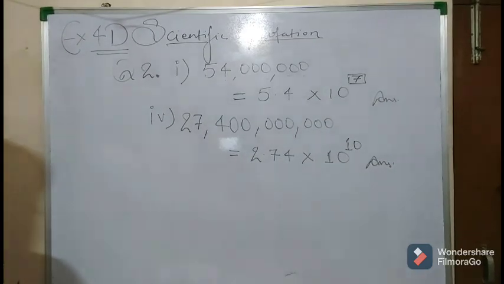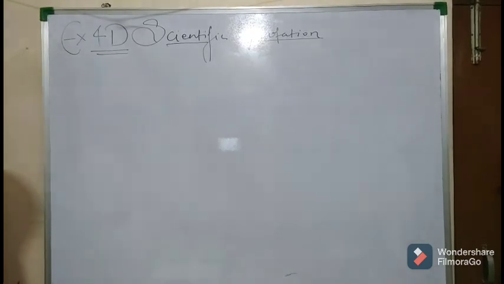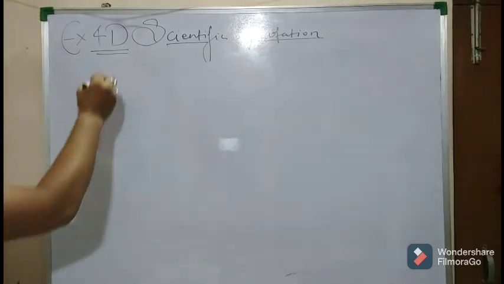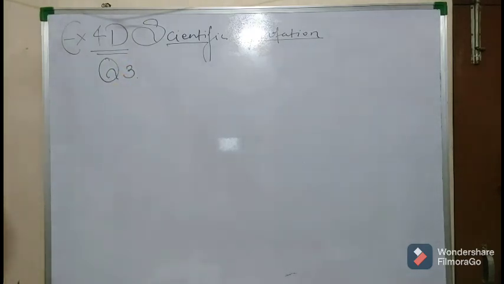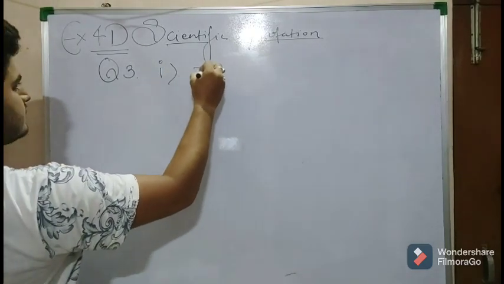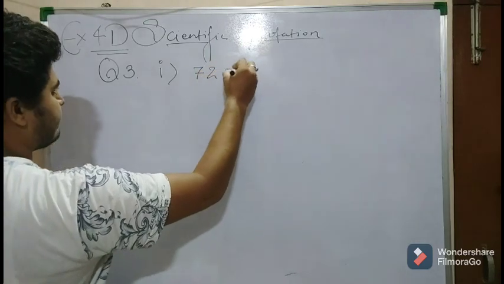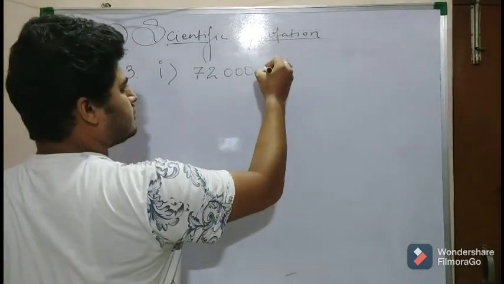This will be the answer. Then in the third part, the third question, it is saying write in scientific notation. It is saying write the numbers in scientific notation, like the number given as the first part is 72,000. So you have to write it in scientific notation.